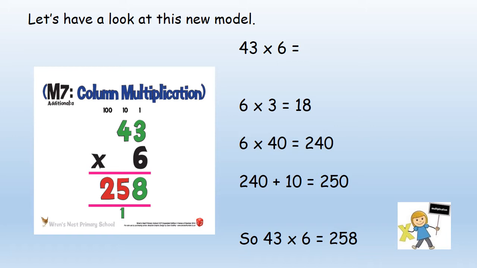Then we'll multiply the tens. 6 times 40 equals 240. Now we can't write that down as it is because we've got to remember to add on the other 10. So 24 tens, add 1 ten is 25 tens. And now we can write it down. And we've already got the 8 in the ones column, giving us 258. Sounds a little bit complicated to start with, but once you've got the hang of it, it's actually a lot easier than having to put the expanded brackets in every time.